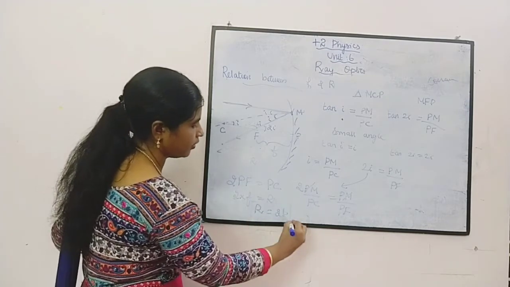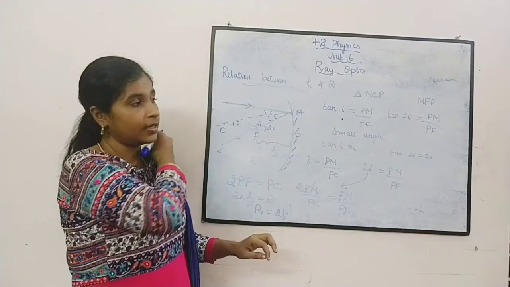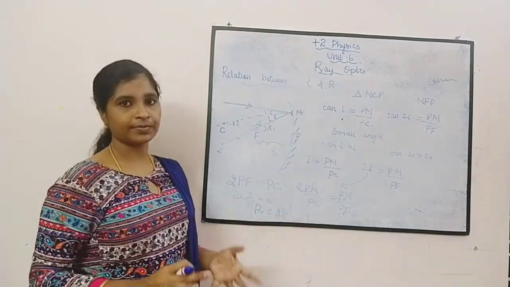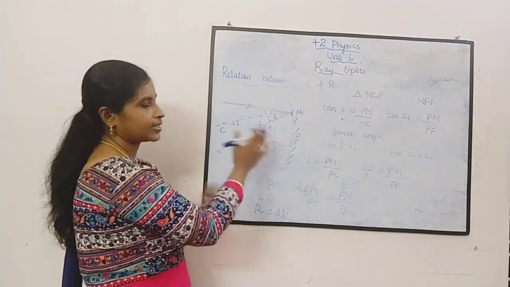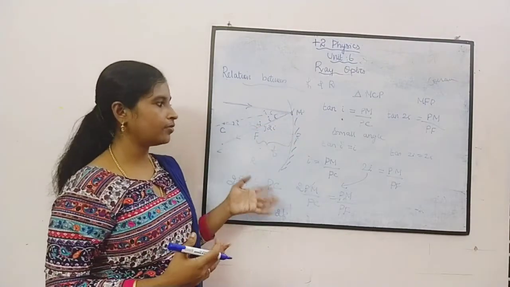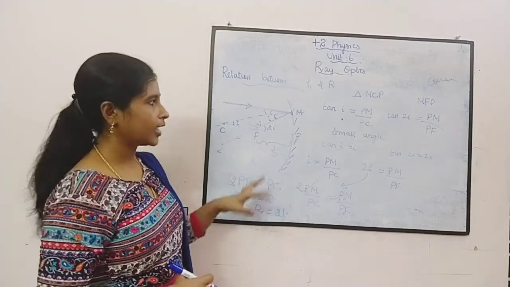So this is what we are trying to prove. The radius of the concave mirror or convex mirror, whatever the mirror may be, is twice the focal length. I have given an example of a concave mirror. You can try it for a convex mirror also. Okay, the condition is this one.